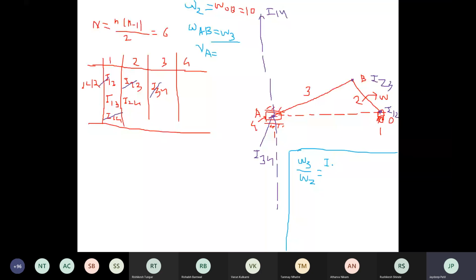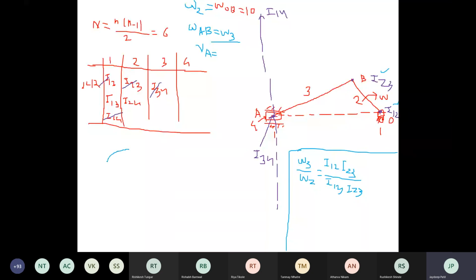What is the formula? I12 I23 divided by I13 I23. Now see the right hand side of this equation. Which ICRs are known here? I12 is here, and I23 is here. Which one is unknown? I13. Means you have to find out here I13 only by using the Kennedy's theorem.